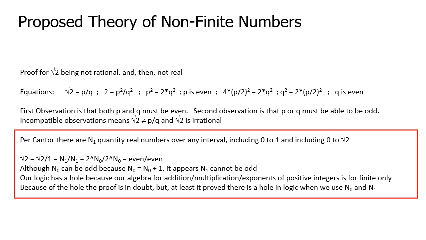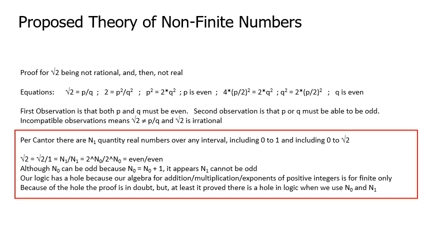Now we apply Cantor's infinities to numerator and denominator. Because per Cantor there are Aleph-1 quantity of real numbers in any interval, we assume Aleph-1 numbers are in the numerator and denominator, but then we notice Aleph-1 must be even and cannot be odd because of the base of 2. And so it appears this construction fails, and square root of 2 is not in Cantor's set of real numbers.